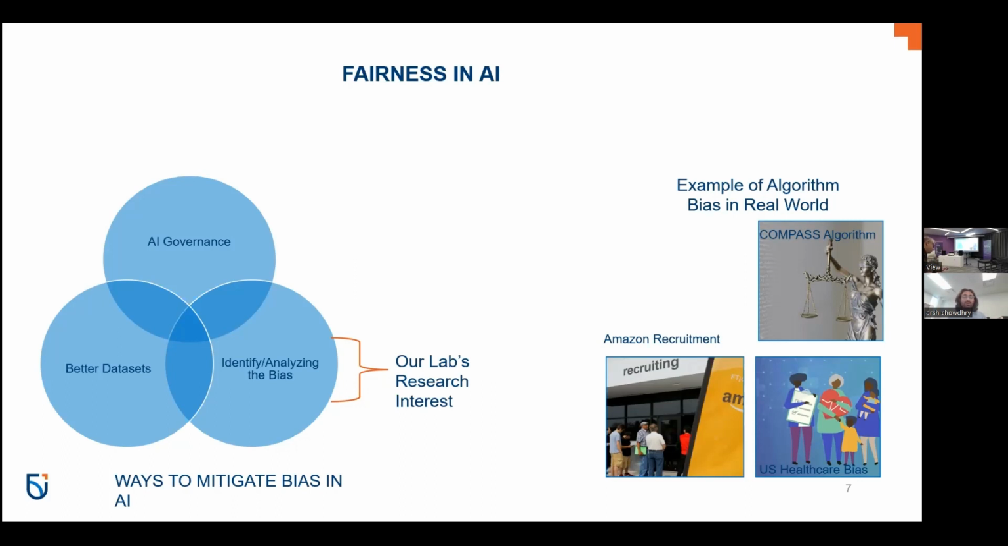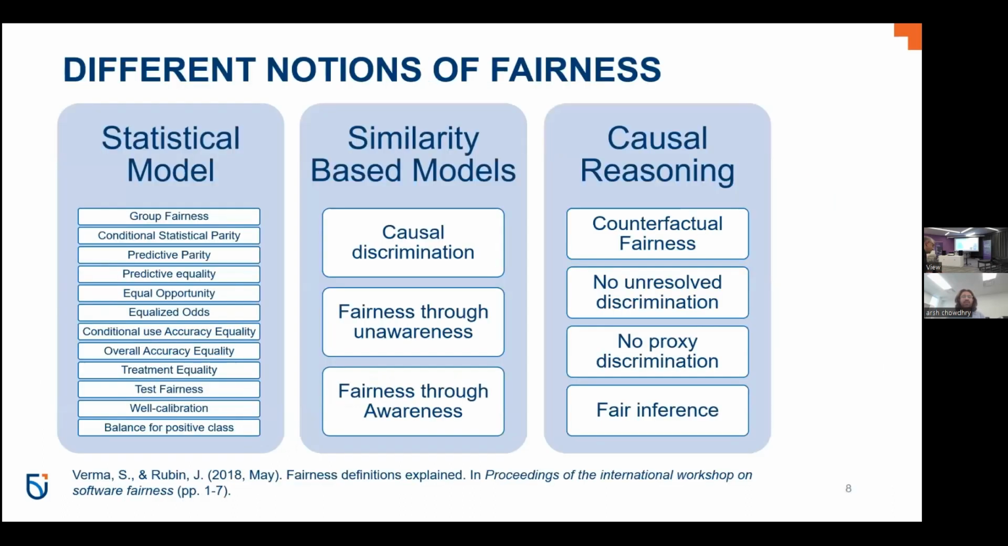What our research tries to do is train the algorithm in such a way that the biased nature which persists in data can be mitigated, and by introducing evolutionary algorithms in our problem, we are able to achieve it to a greater extent. And this is the paper from where I started my research a year and a half ago. This paper was published in 2018 by Sahil Verma and Julia Rubin, which talks about 20 different notions of fairness. They divide these 20 definitions into three broad categories: statistical models, similarity-based models, and causal reasonings.